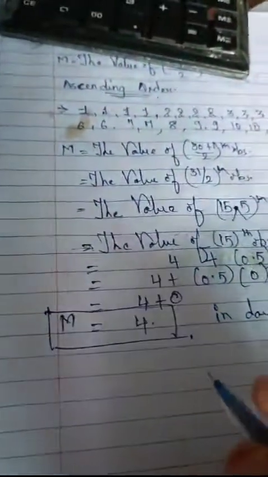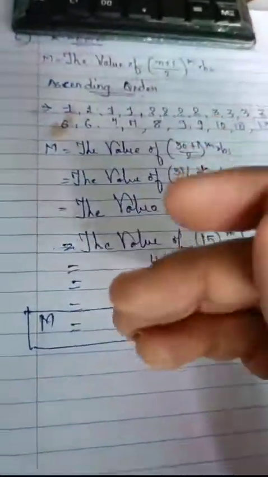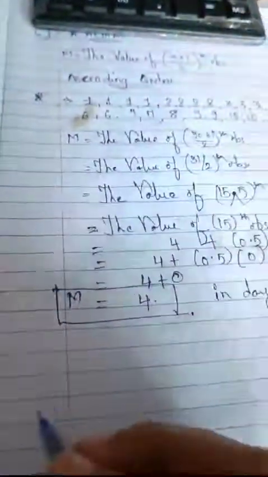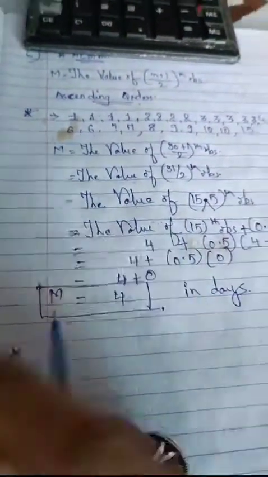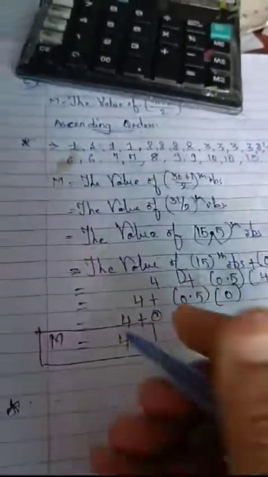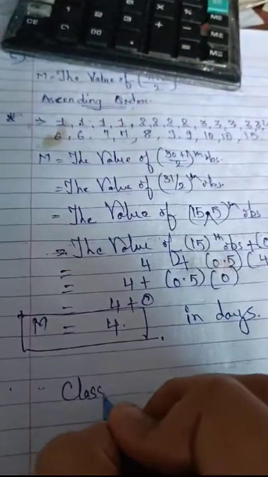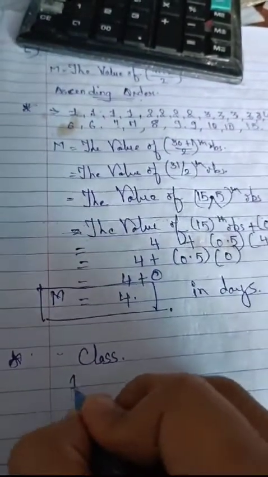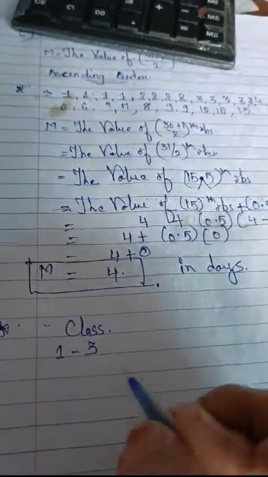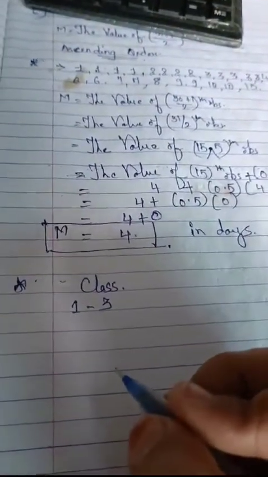Okay, after that what they have said: the same data we have to convert into classes and find the median. So first we have found it like this, then here we have to do the classes. They have already said that the first class should be from 1 to 3. Now we have to make an inclusive class.